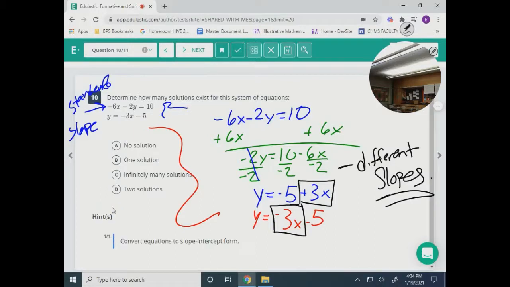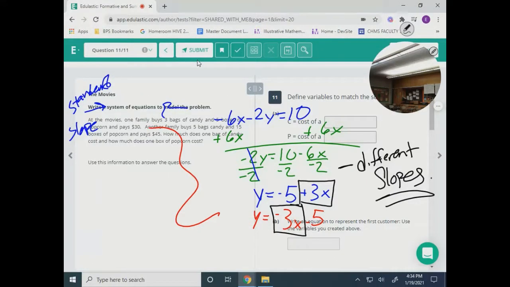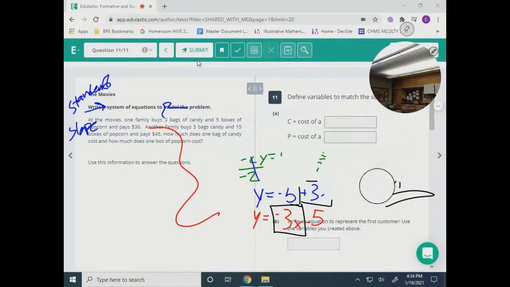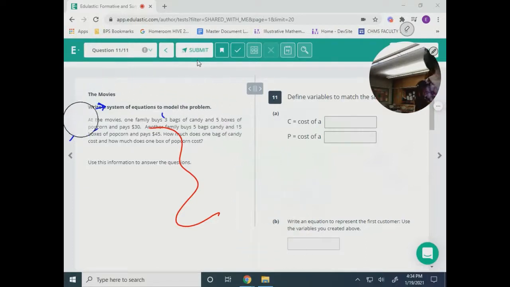Let's look at the hint. That's what we did. One solution, next problem. Last one. Write a system of equations to model the problem.